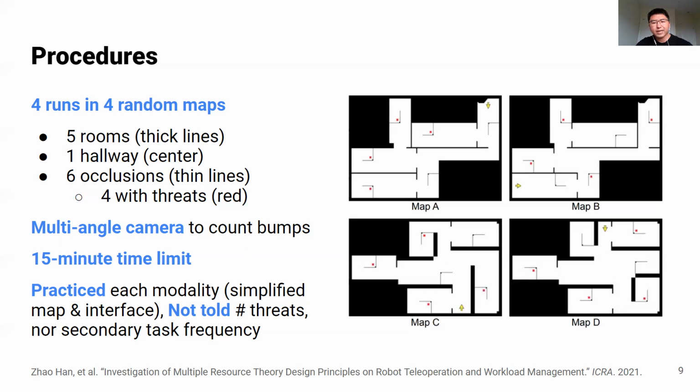After the primary and the secondary tasks were described, they used each of the modalities for their task separately to make sure that they were familiar with each of the modalities without the interference of another modality. The primary task modalities were introduced on a simplified map, and the secondary task modalities were used on a simplified interface. Participants were allowed to continue learning each task until they said they felt comfortable with it. Participants were not told how many threats were on each map. They were also not told how often the secondary task would occur during each run.